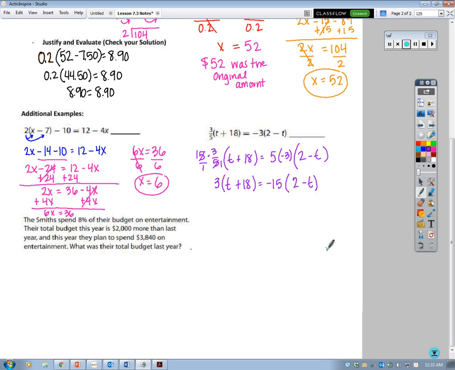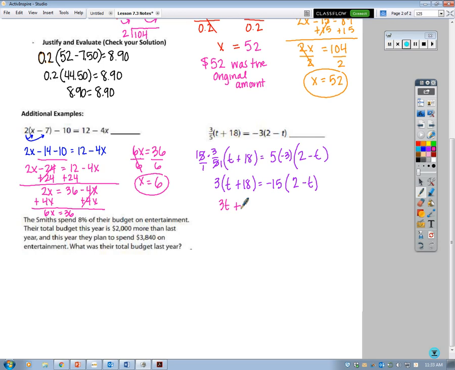Okay, now I'm going to distribute. So I distribute that within each term in the parentheses. So 3 times t is 3t plus 3 times 18, which I'm going to plug in here. 3 times 18, double check my work.